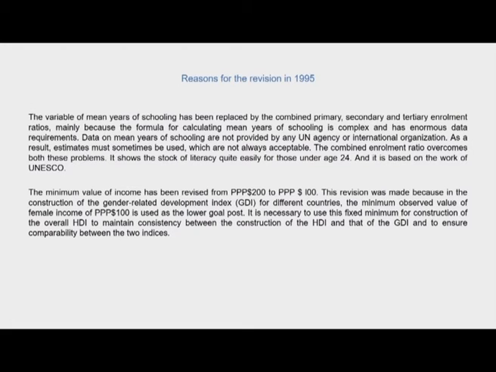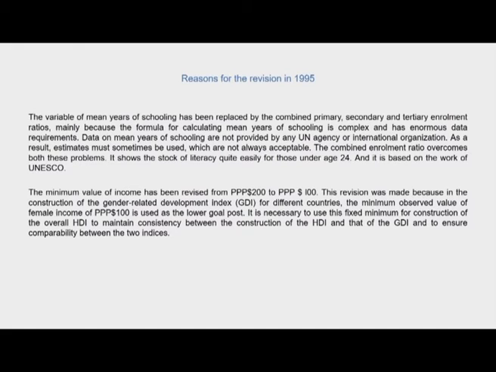So, as a result, estimates have to be used which are not always acceptable, which means that the mean years of schooling, since it was not available for many of the countries, was replaced with some other data which may lead to errors subsequently. Therefore, the combined enrollment ratio seemed to overcome both of these problems, and it shows the stock of literacy, which is quite easily available for those under age 24, and it is based on the work of UNESCO, which is one of the important sources for churning out very reliable statistical data.